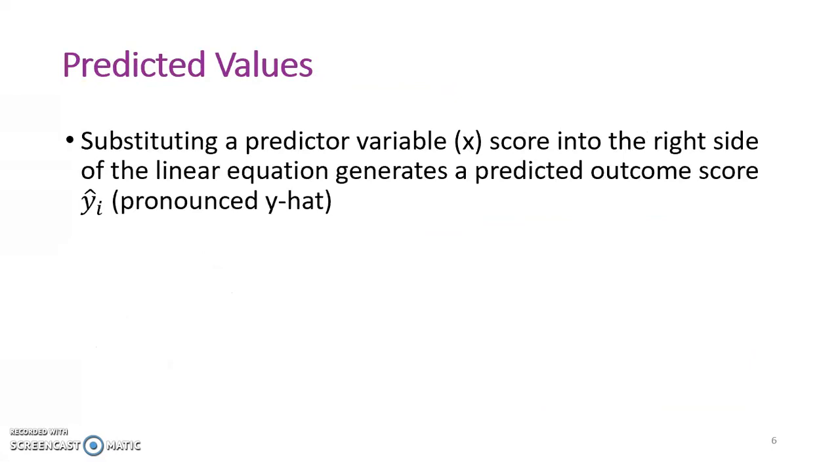Now let's talk about these predicted values of y in the regression equation. When we substitute a predictor variable x score into the right side of the linear equation, this will give us some predicted outcome score. And we call this predicted outcome score y hat.